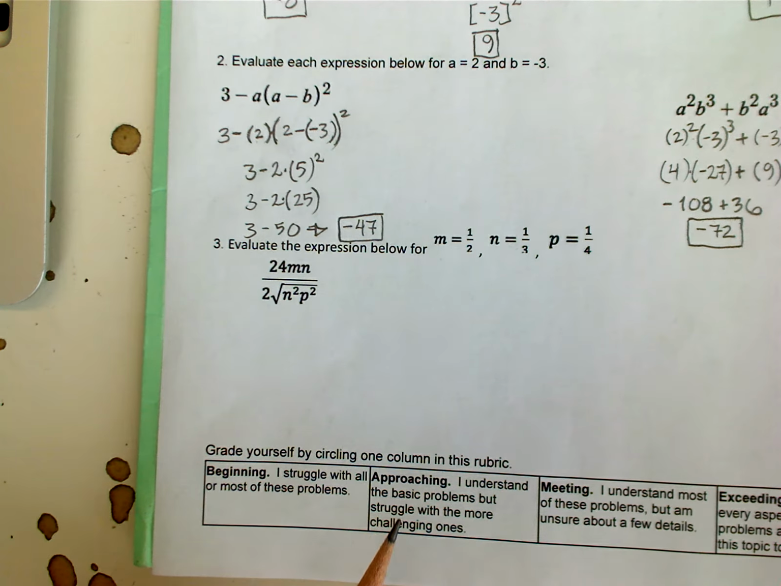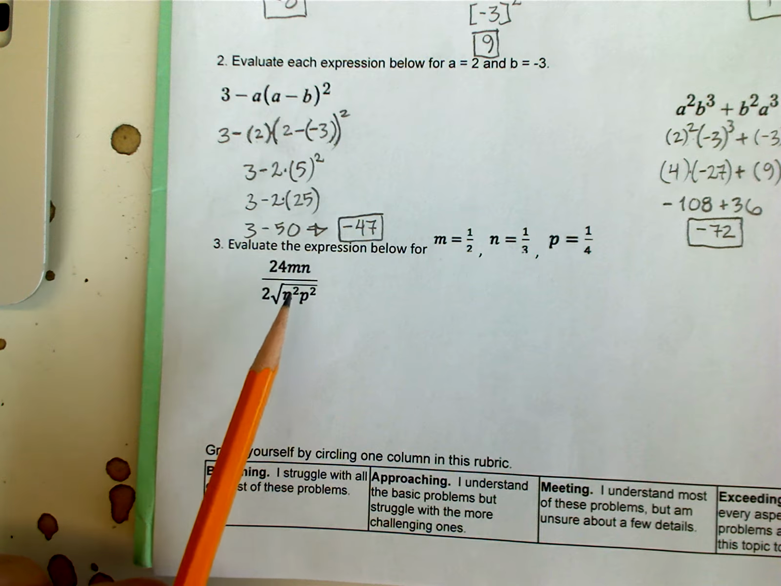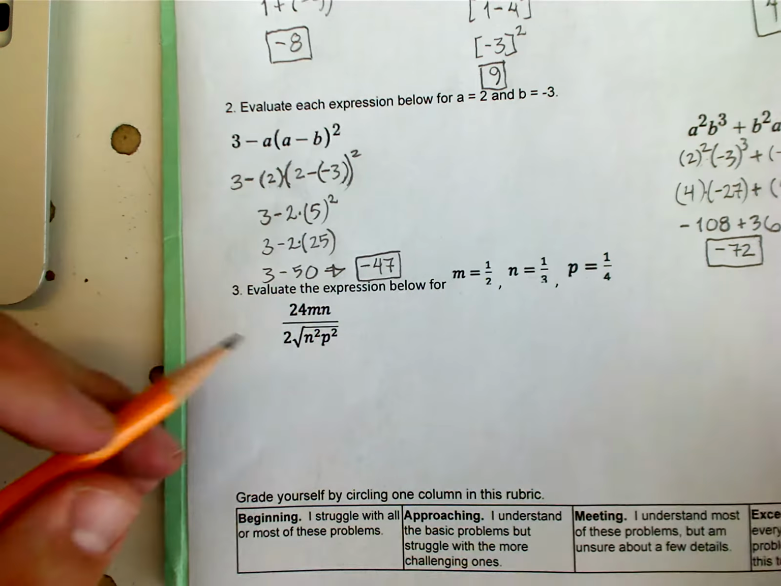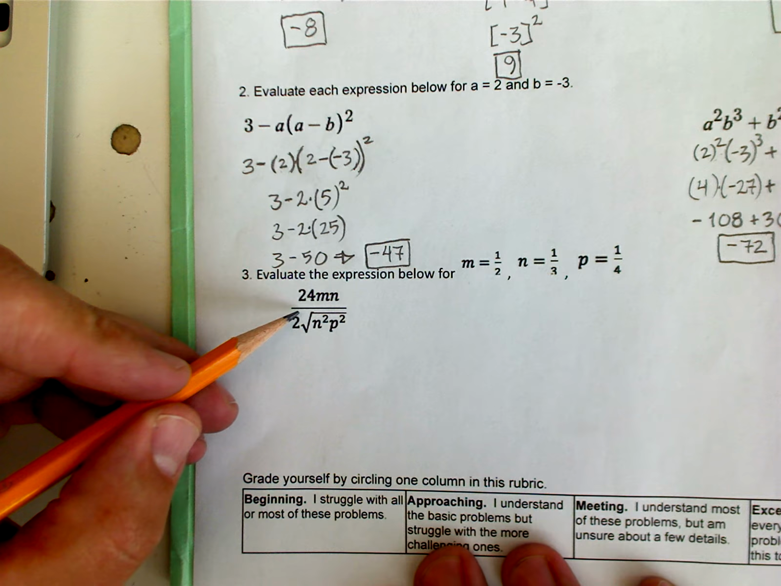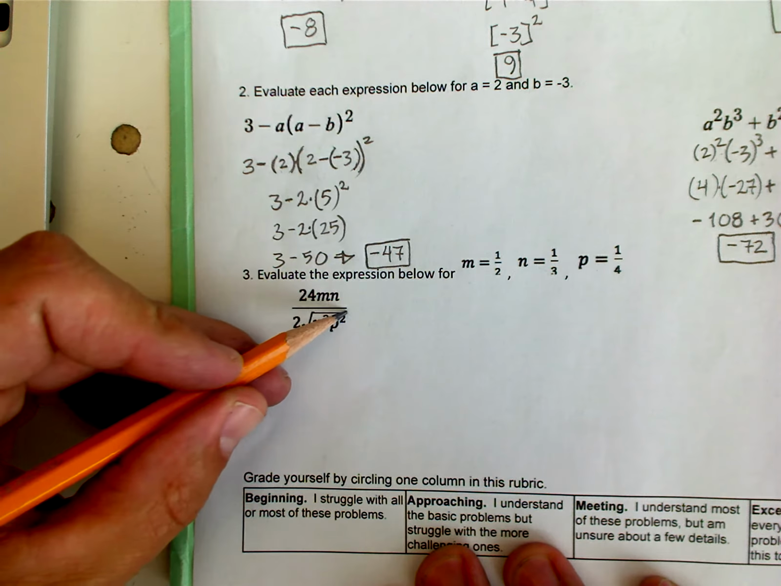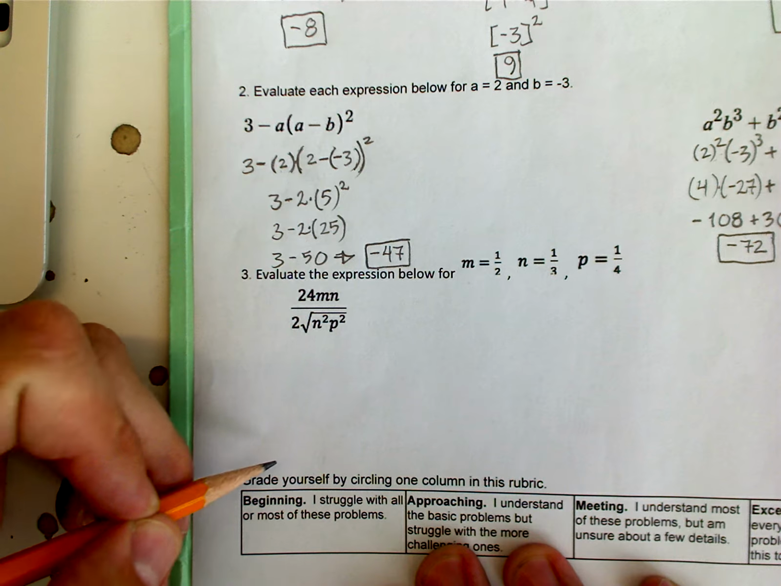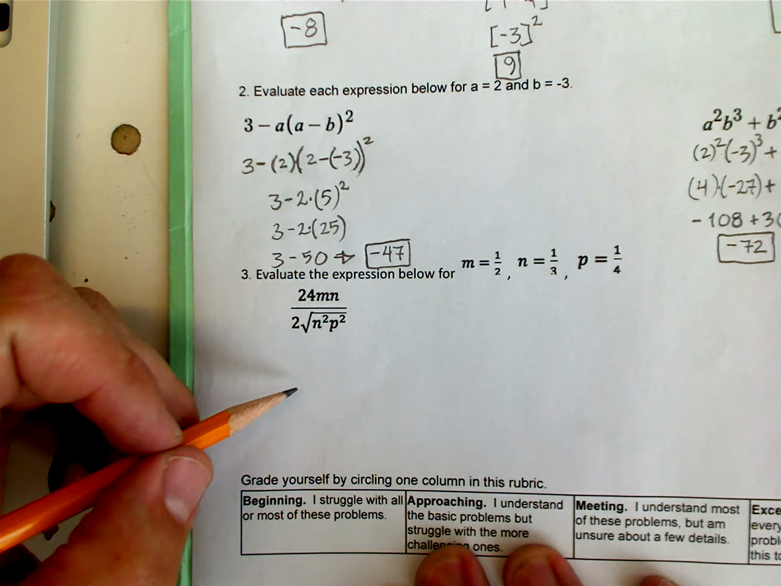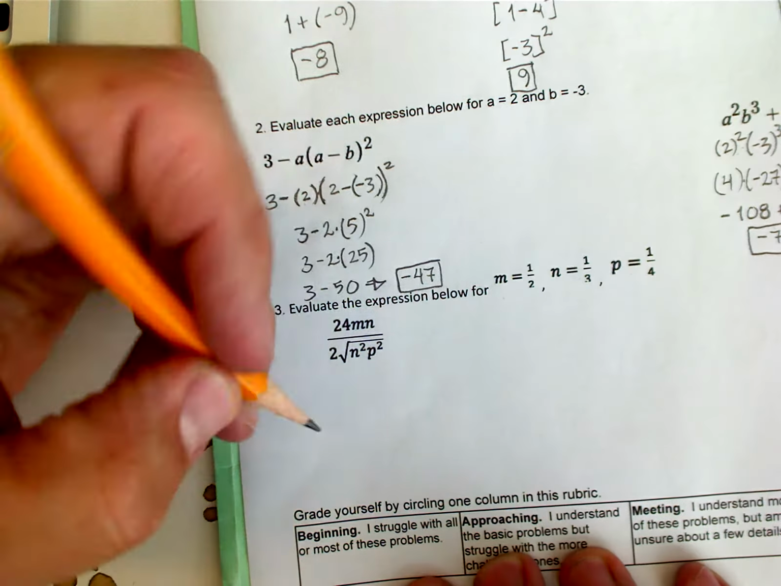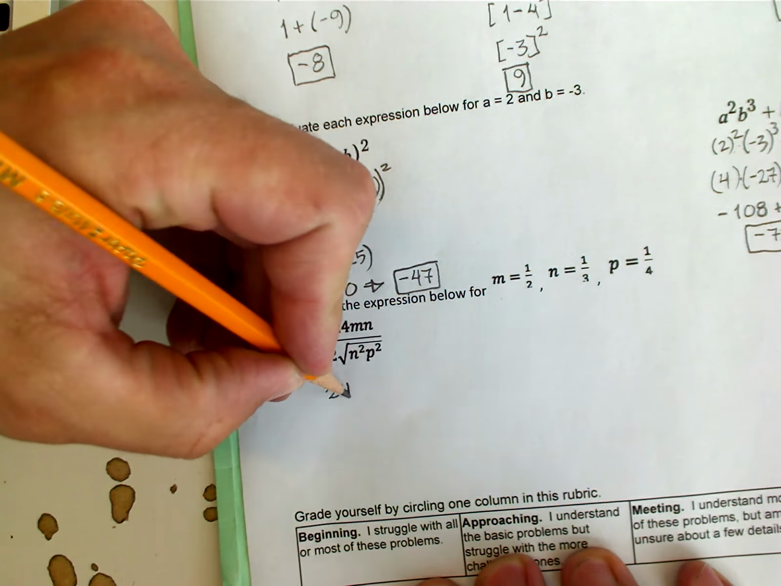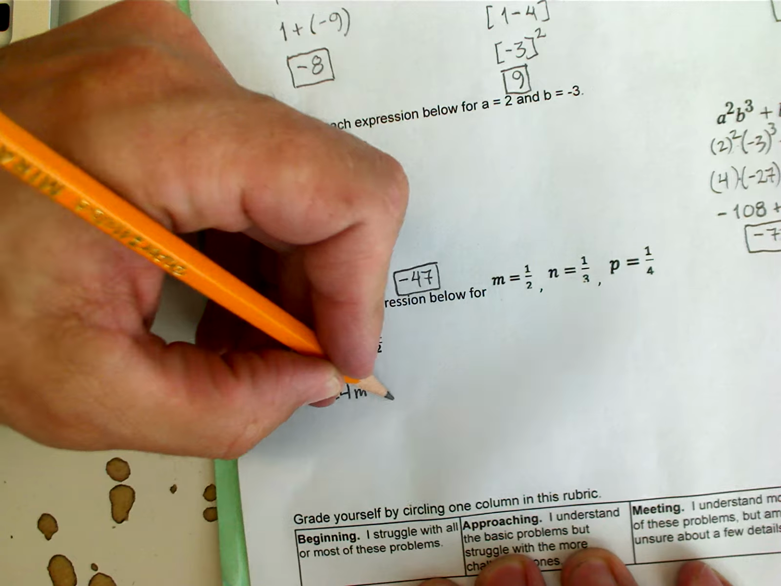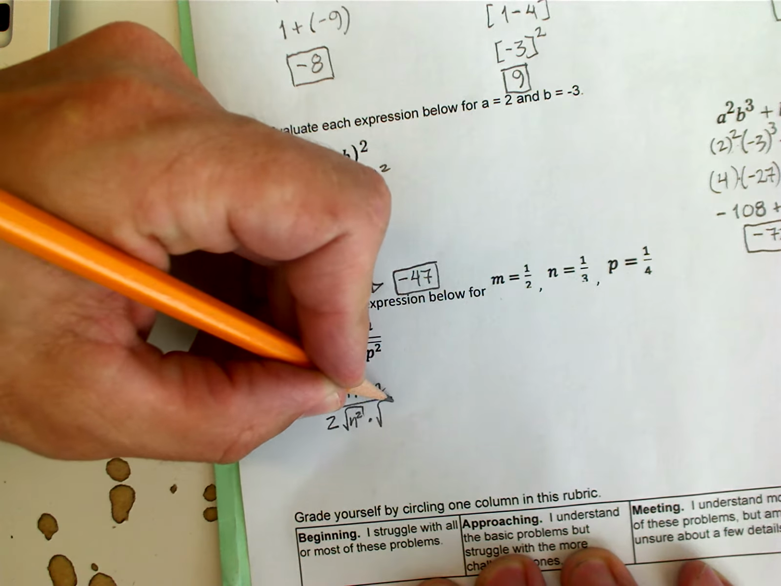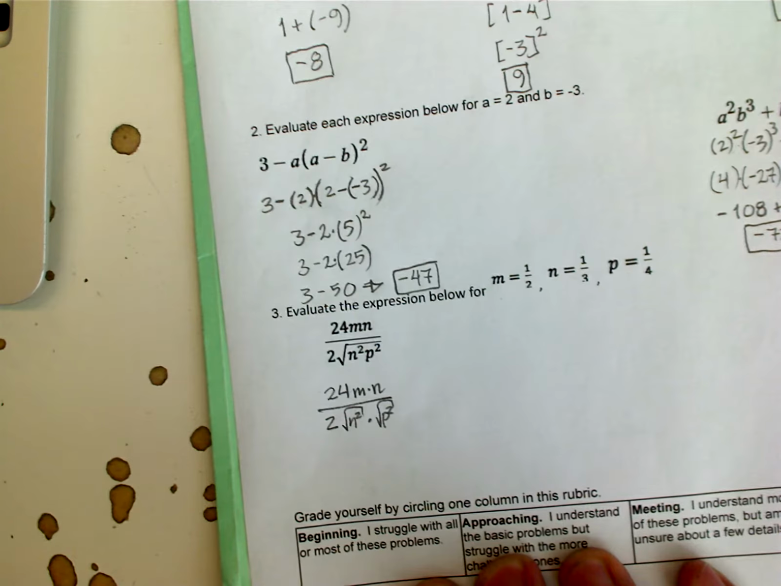You should get the same answer if you just plug these values into the expression and then work through them. But watch what I can do with this expression before I even substitute anything in. The square root of this product is the same as the product of the square roots. So if I want to show in detail how to do this, let me just write it out. I'm going to say that this is the same thing as the square root of n squared times the square root of p squared on the bottom.